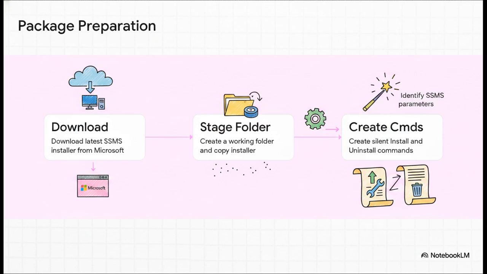Step 1. Just download the latest SSMS installer directly from Microsoft. Step 2. Create a totally clean working folder for it. And Step 3, this is the really important part, figure out your silent install and uninstall commands. SSMS completely supports silent installation, but you absolutely need the exact parameters for the specific release you're working with.